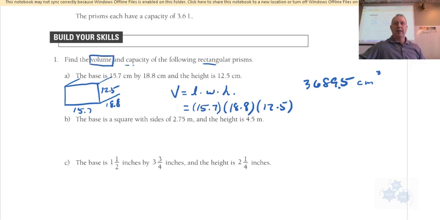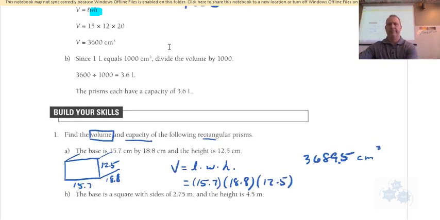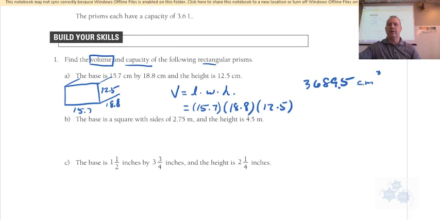And the capacity should be, let's do that in liters. So how do we get to liters again? Divide by 1,000. And when you divide by 1,000, you can do that on your calculator, or you can just move the decimal place to the left 3 times. And that's your new number. So 3.6895 liters. Yep, leave all your numbers in there, sure. That's fine.